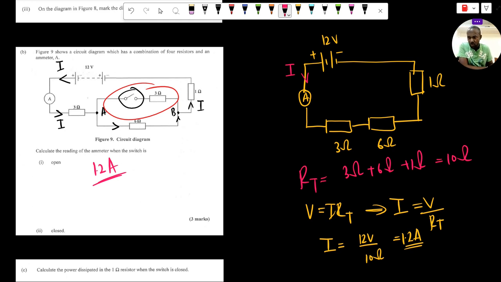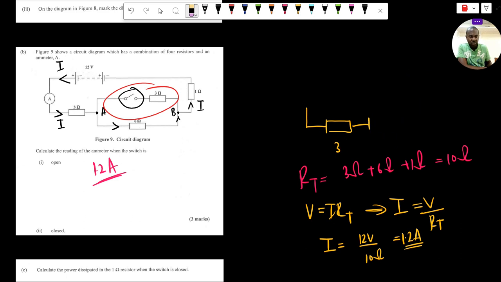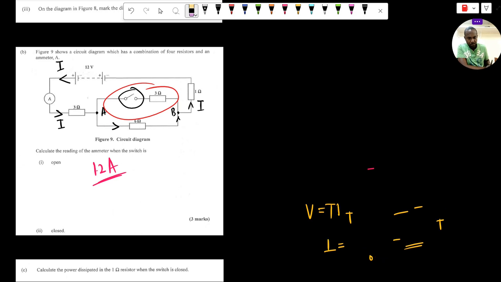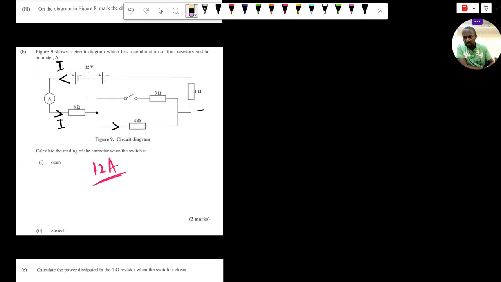Now, part 2 says, now we want to find the ammeter reading when the switch is closed. Now let's go back to the original diagram and now analyze what happens to the circuit when the switch is closed. So going back to the diagram, see what is happening now. So when the switch is closed, let me draw the switch here closed, right? So we have the switch closed here.